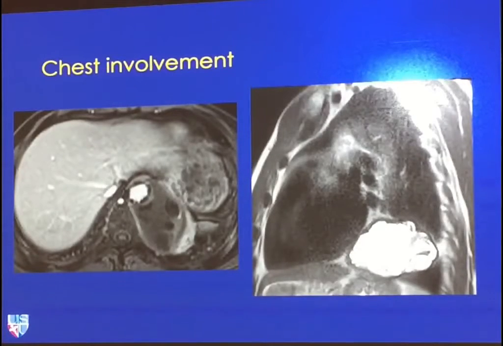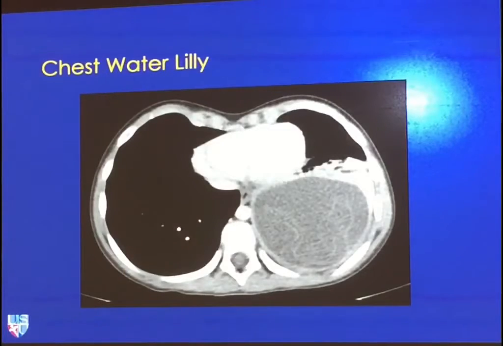Here's another example within the pleural space, classic peripheral daughter cysts. Here's another one in the pleural space, this time with the water lily sign. So you have now seen more imaging examples than probably 99.9% of radiologists in the whole entire country. All right, so let's move on to case number 2.